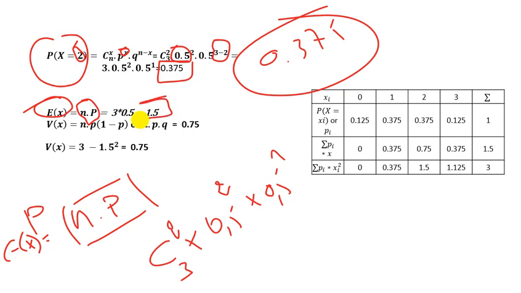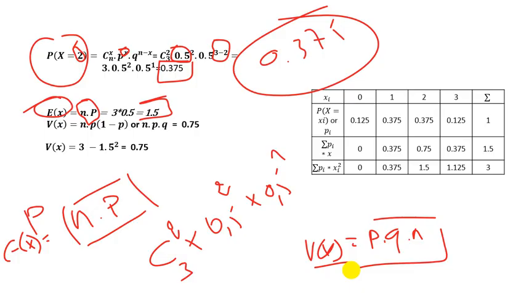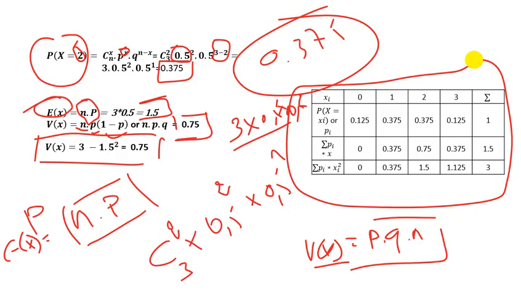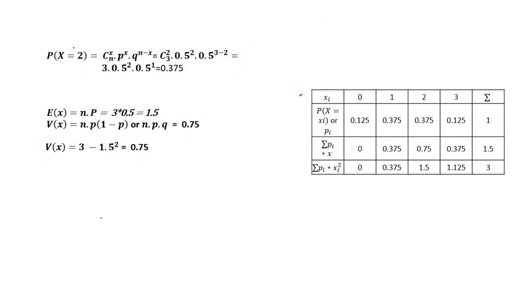For the variance, Vx is n... We know for the Bernoulli Vx is p times q, and since the binomial is Bernoulli n times, we multiply it by n. By n we get n times p times q, which is 0.75, which is actually 3 times 0.5 times 0.5 for q, we get 0.75. And if we want to calculate the Vx using the general rule with this table, we get the same result actually, so it is 0.75.